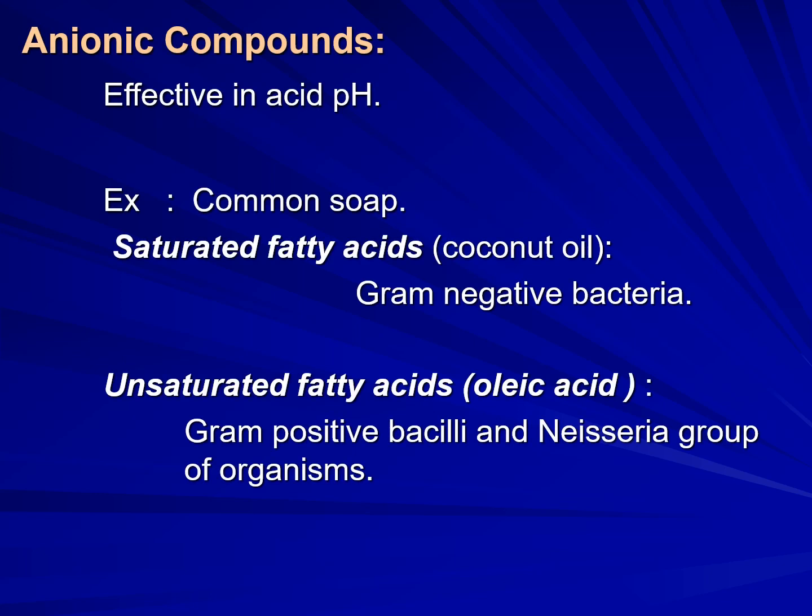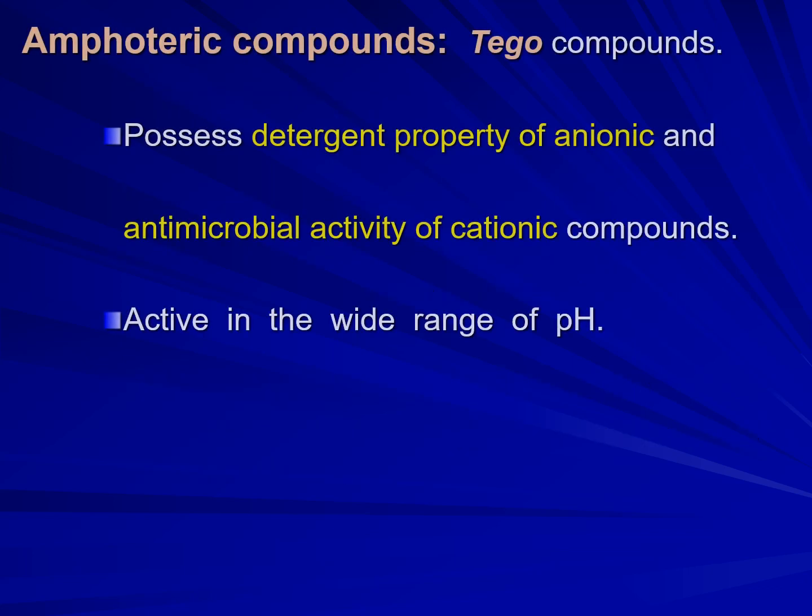Next are the anionic compounds. These are effective in acid pH only. For example, common soap. So saturated fatty acids, nothing but coconut oil, act mostly against gram-negative bacteria. Unsaturated fatty acids, also known as oleic acid, mainly act on gram-positive bacilli and Neisseria group of organisms. Next are the amphoteric compounds, nothing but Tego compounds, which possess detergent property of anionic and antimicrobial activity of cationic compounds and are active in a wide range of pH.